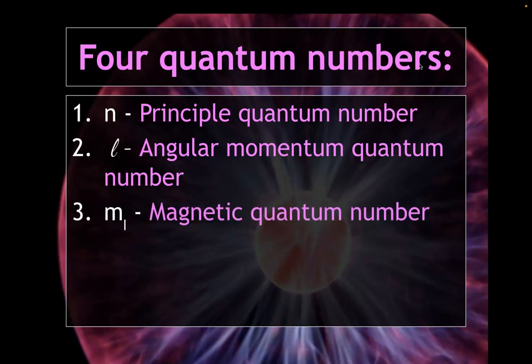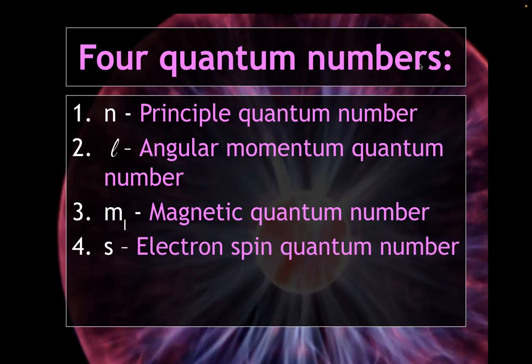Then we have m. It's going to tell us the magnetic quantum number. Really, we just need to know it's our third number in our address. And then we have s. And s is going to tell us the spin of our electron, or the electron spin quantum number. It's going to be the fourth number we see in our address.